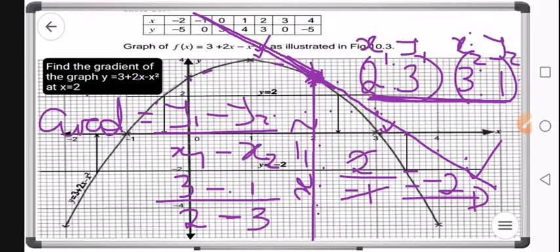I have taught you how to get the gradient, right? That's it. So I'm going to give you 2 questions that I want you to write today.